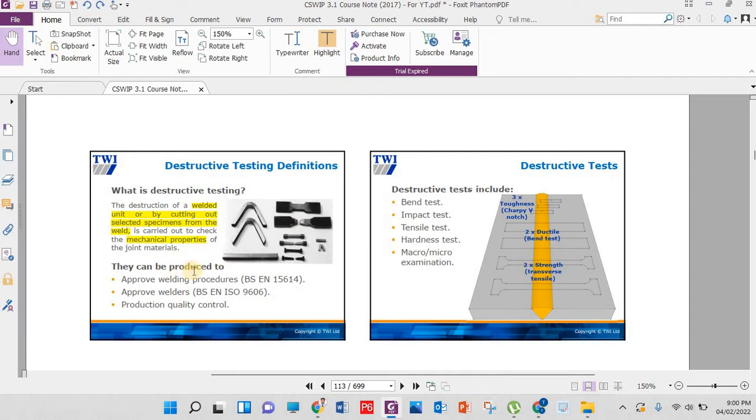These destructive tests are normally required for approved welding procedures or welders, or to check the quality of the welder, etc. Different kinds of destructive tests we have include the bend test, impact test, tensile test, hardness test, and macro and micro examination. I will explain one by one. These are very easy tests, no problem at all.